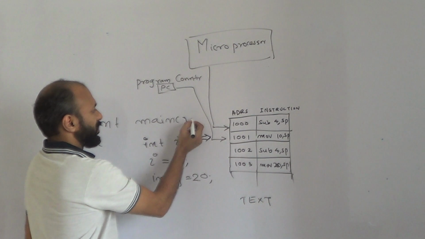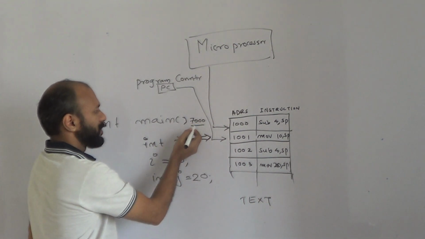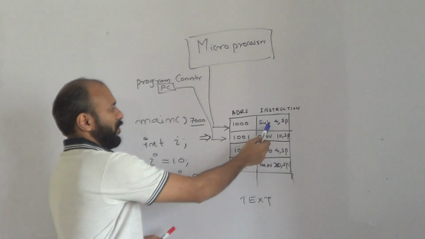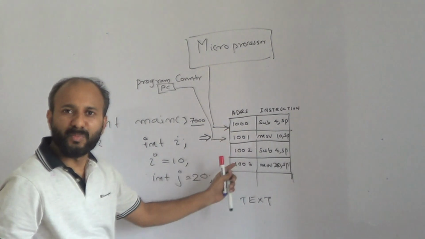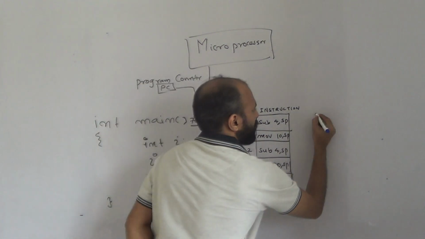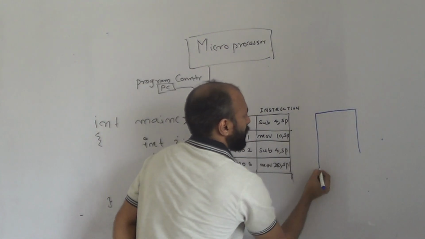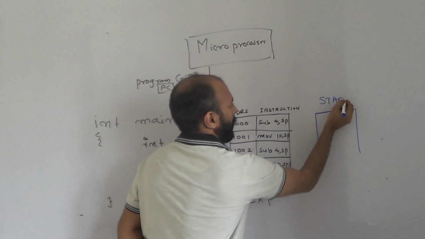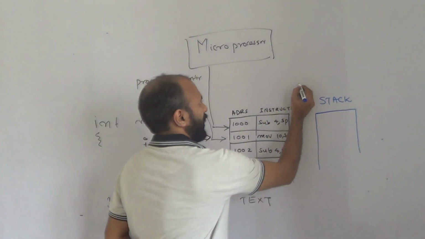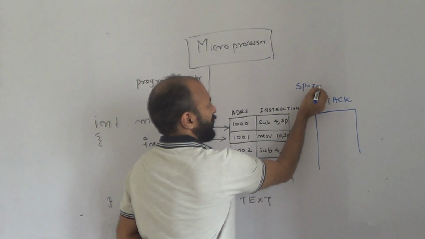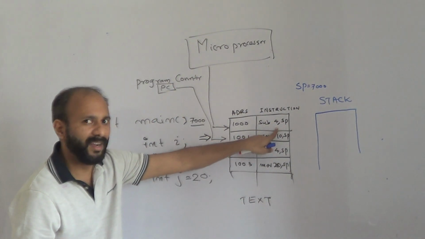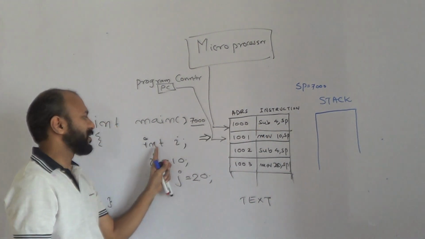Assume stack is starting with an address 7000. I am just making an assumption. Stack frame is starting with an address 7000. Now we can try to draw the stack frame of this program. Here I am drawing the stack frame of this program. This is the stack memory segment. First, the stack pointer is currently pointing to 7000. Made an assumption. Now subtract 4 from the stack pointer for the memory allocation of this I.